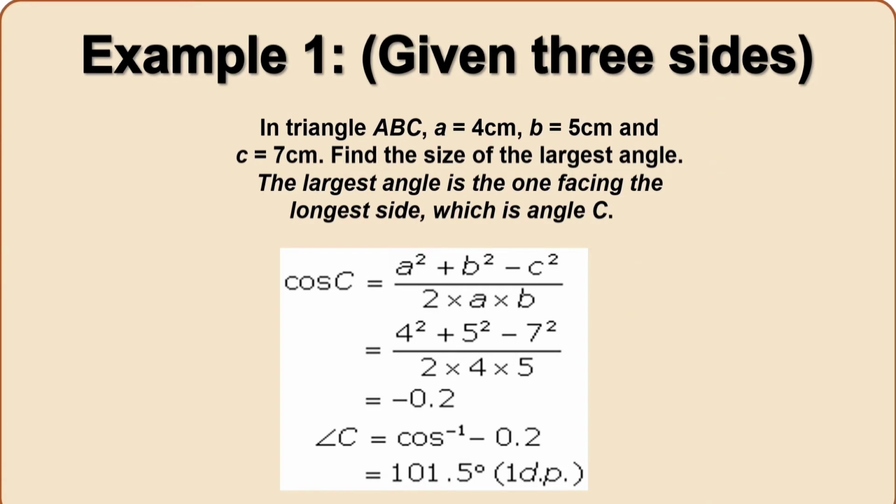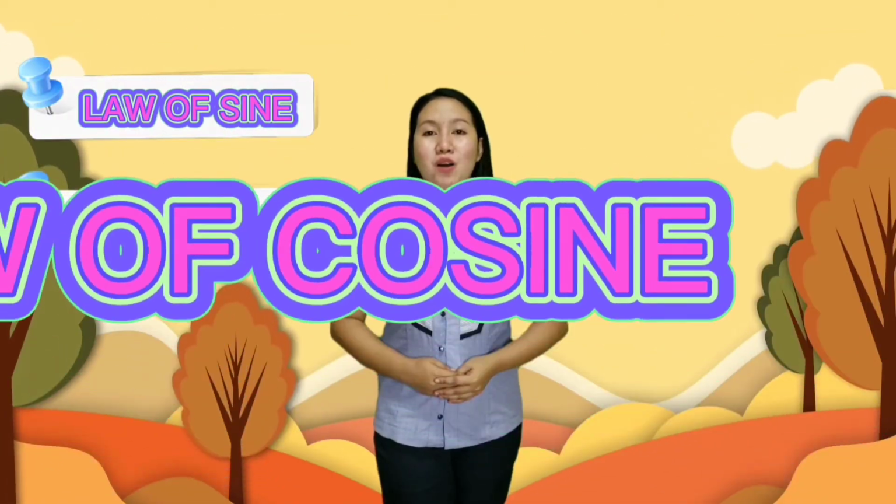Cosine C is equal to A squared plus B squared minus C squared over 2 times A times B. Our A squared is 4 squared plus B squared, which is 5 squared, minus C squared, which is 7 squared, over 2 times A, which is 4, times B, which is 5. Now to simplify this, we have negative 0.2. So angle C is equal to the inverse of cosine of negative 0.2. The final answer is 101.5 degrees.